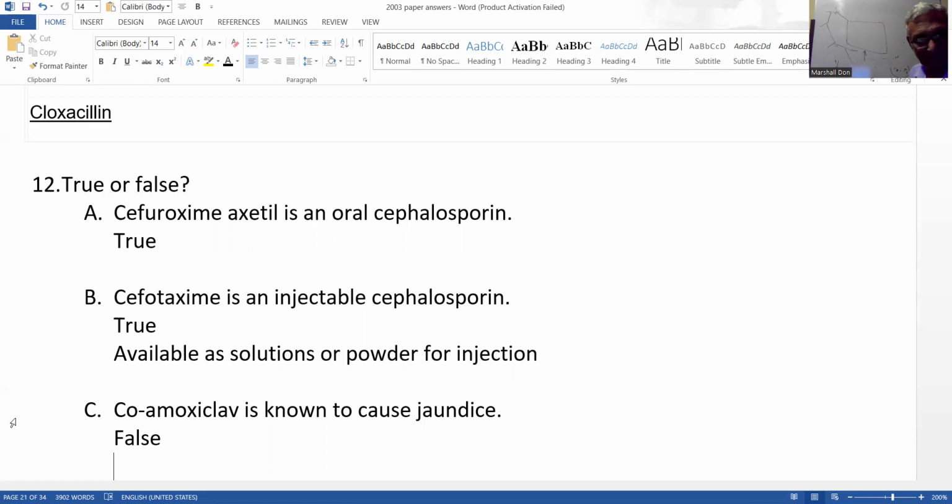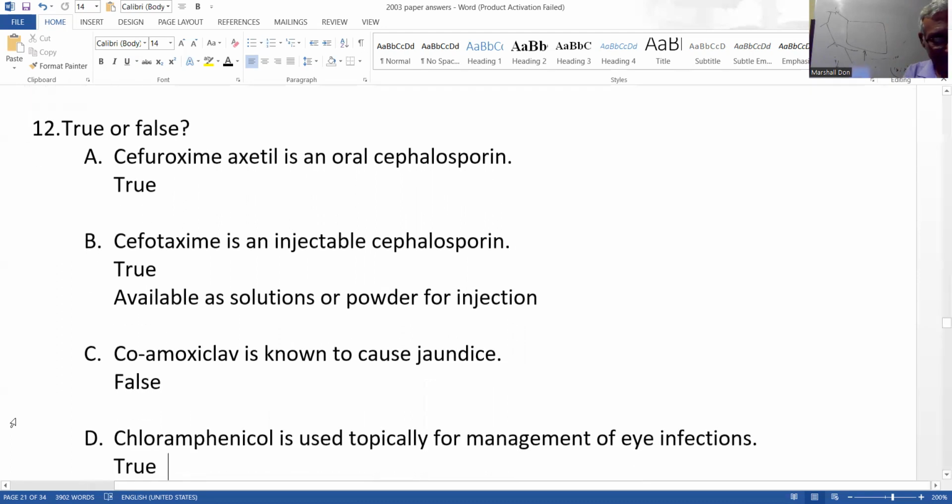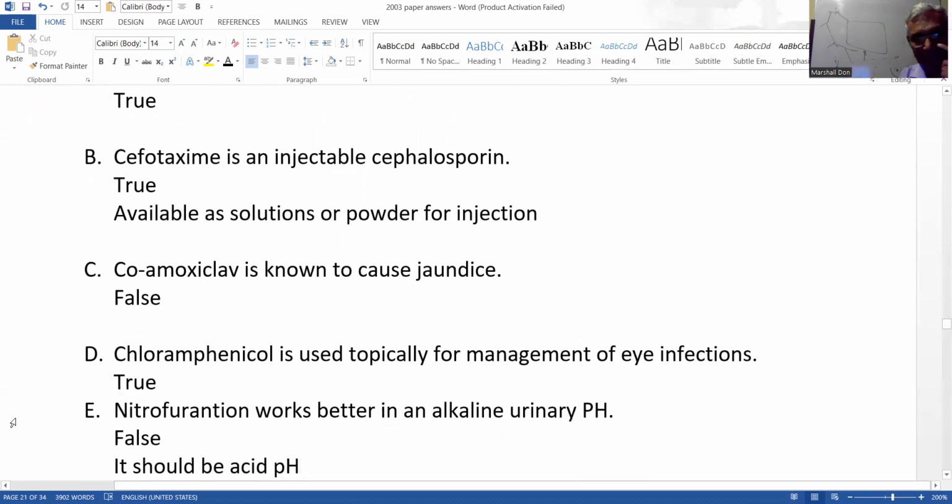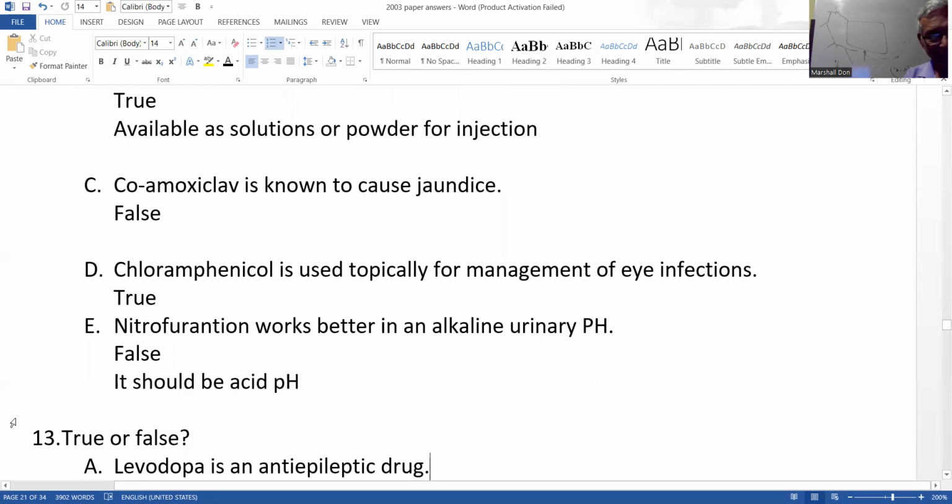Question B, cefotaxime is an injectable cephalosporin. True. Powder for injection. Coamoxiclav is known to cause jaundice. That is false. Penicillins. Coamoxiclav is amoxicillin and clavulanic acid. Clavulanic acid is a beta-lactamase inhibitor. That is, the penicillinase enzyme is blocked by clavulanic acid. So amoxicillin can work peacefully because clavulanic acid is with the penicillinase.